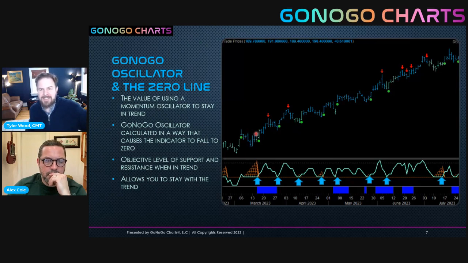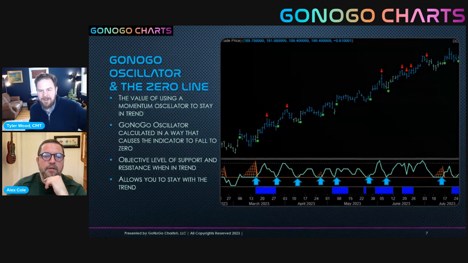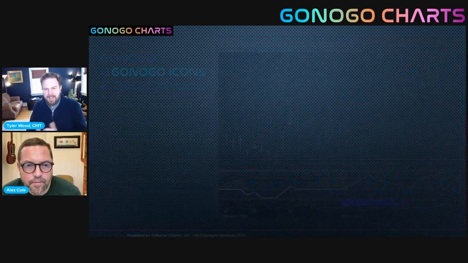So here, as we see this chart, we've got icons in the price panel that are going to highlight these interactions with the GoNoGo oscillator. Alex, why don't you talk to us a little bit about these GoNoGo icons?